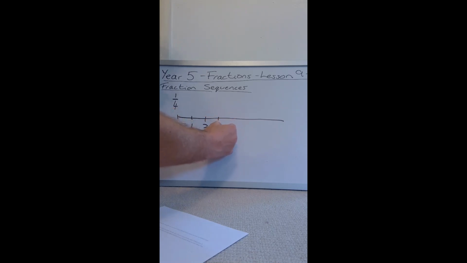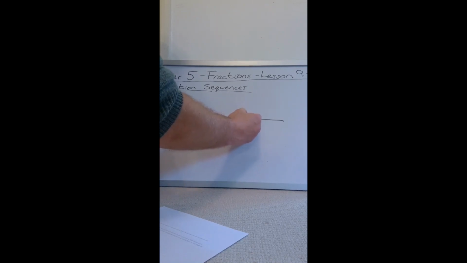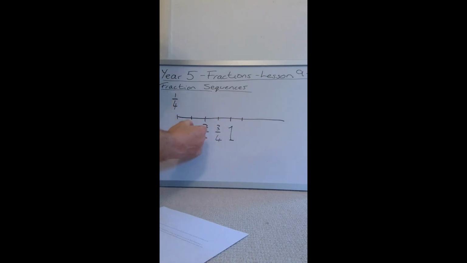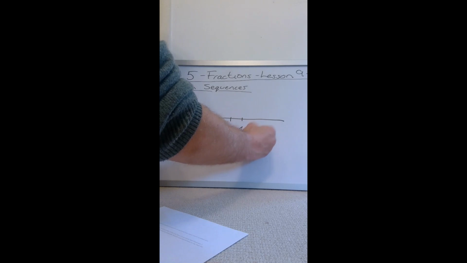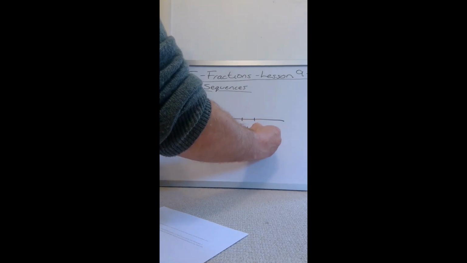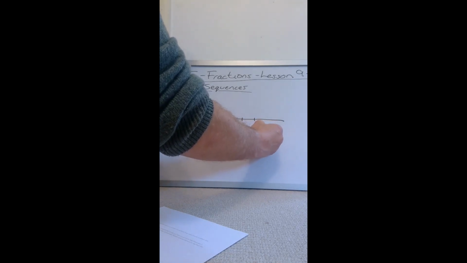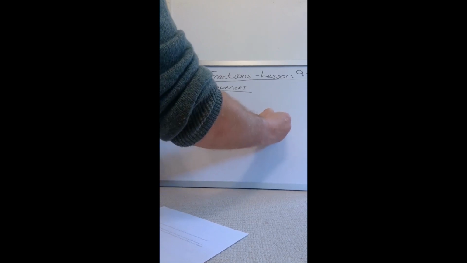3 quarters, and here we reach, and if we said 4 quarters, we need to use our knowledge of equivalent fractions, and we need to know that 4 quarters is equal to 1 whole, so it becomes 1. And then after 1, we begin again. The whole process begins again. It's 1 and 1 quarter, 1 and 2 quarters. And so it carries on.